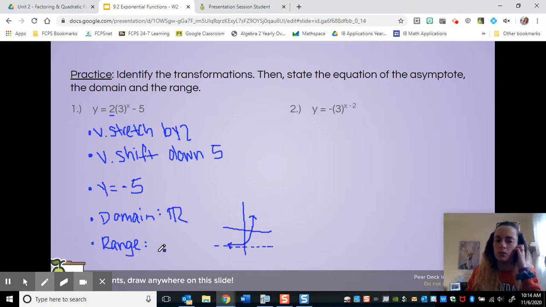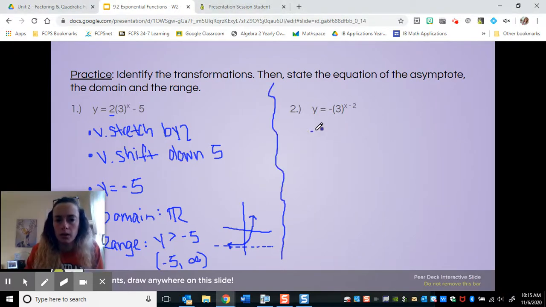So what that tells me for my range is, if I wanted to write it using inequalities, y is greater than my asymptote at -5. Remember, you can't include your asymptotes, so I'm not putting the equal to here. I could also say, for interval notation, that I'm going from -5 up to positive infinity. So from the asymptote and up.